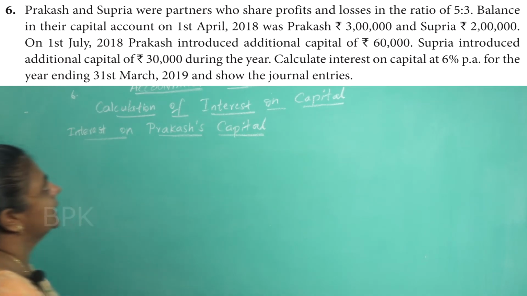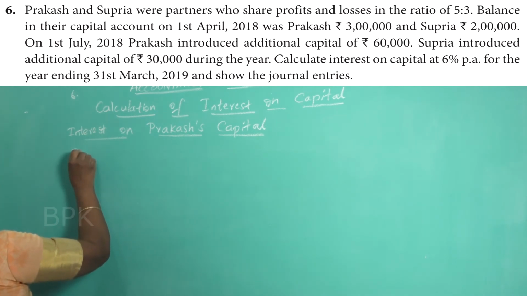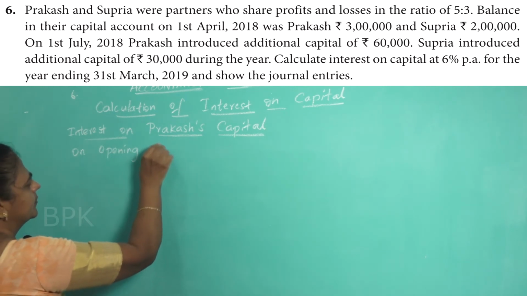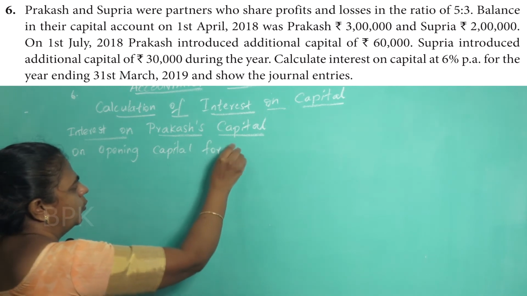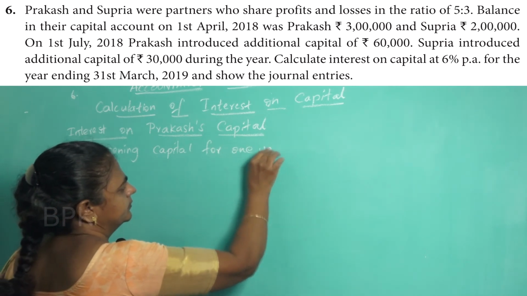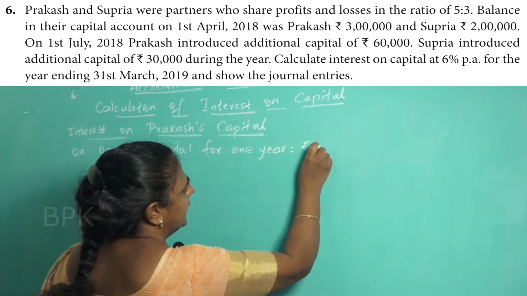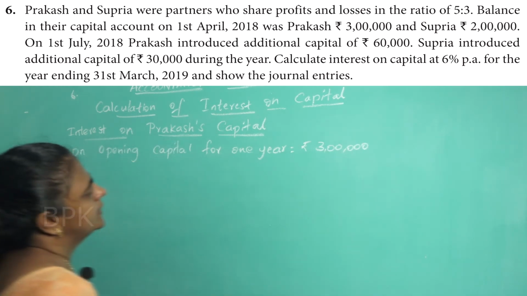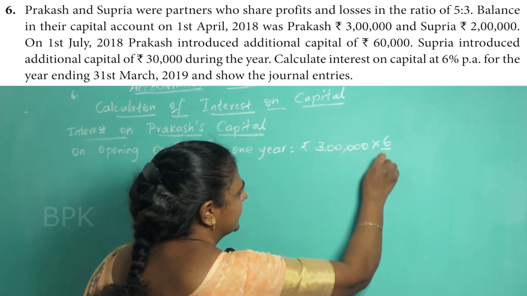Okay. They are starting the business on 1st April and Prakash has invested 3 lakh rupees. So on the opening capital for 1 year, he is investing rupees 3 lakh. What is the rate of interest? Calculate 6% interest on capital. 6% means what? 6 by 100.